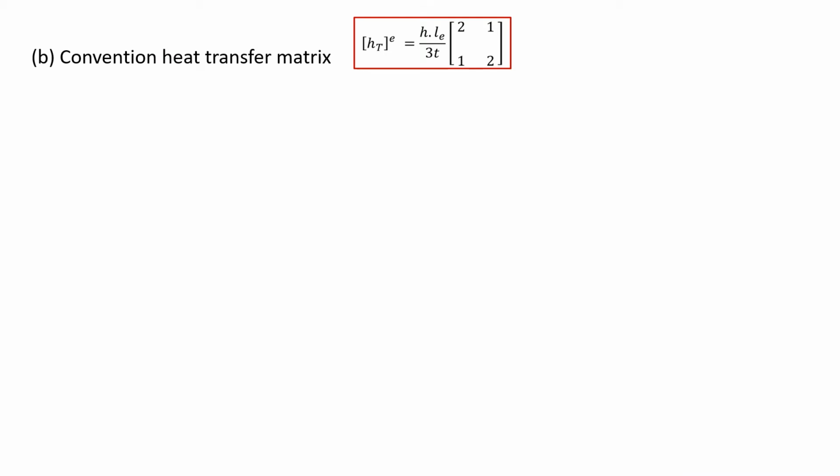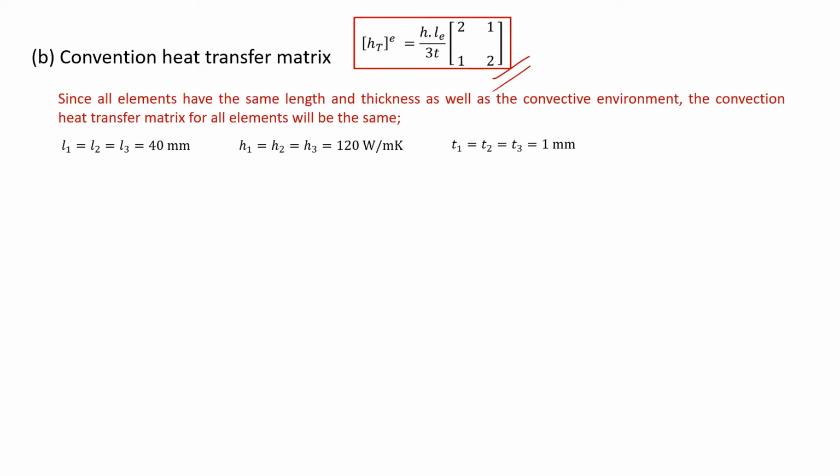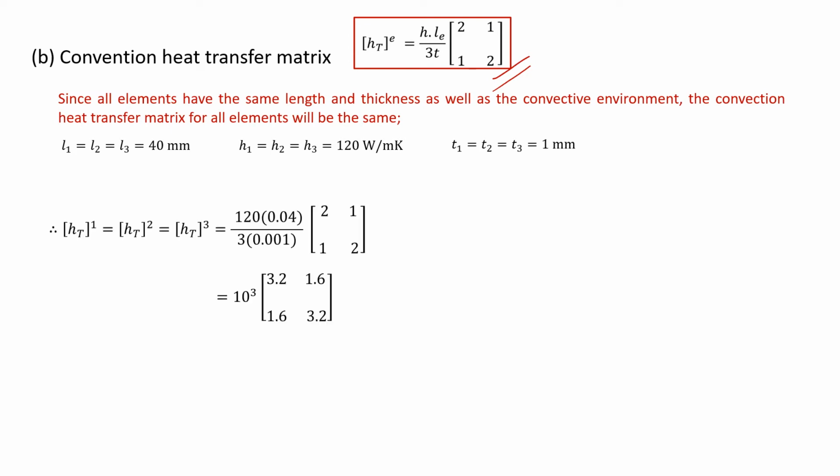Now, let's determine the convection heat transfer matrix for each element by using this equation. Similarly, since all elements have the same length and thickness, and all the elements are exposed to the same convective environment, the convection heat transfer matrix for all elements will be the same as shown in this slide, where H matrix 1 equals H2 equals H3.